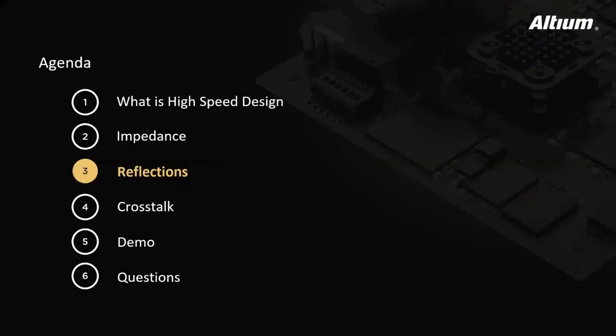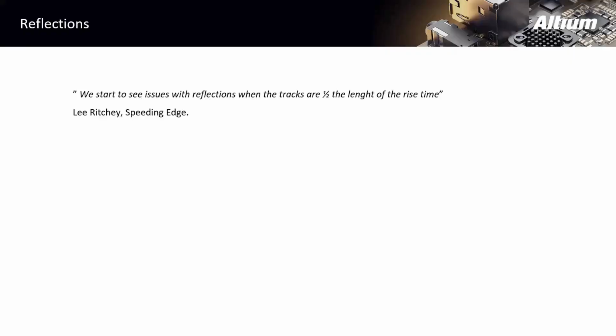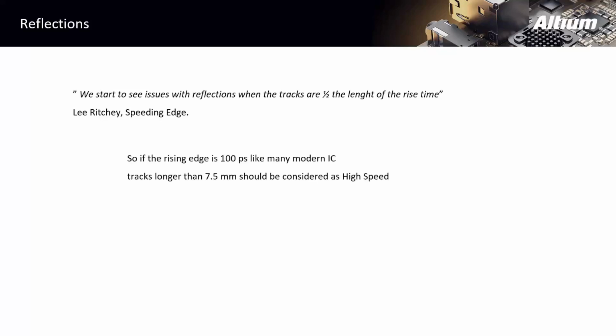Now let us see about the reflections. We start to see reflections when the tracks are of the length of the rise time, which is defined by Rigi from a company called Speed Edge. So if the rising edge is 100 picoseconds like many modern ICs, tracks longer than 7.5 mm should be considered as high speed.